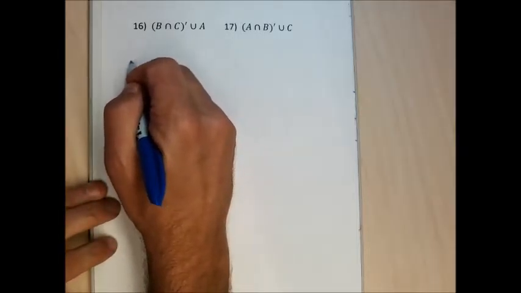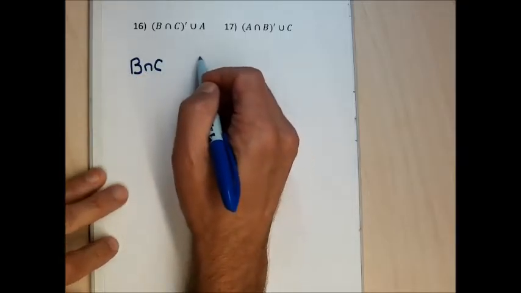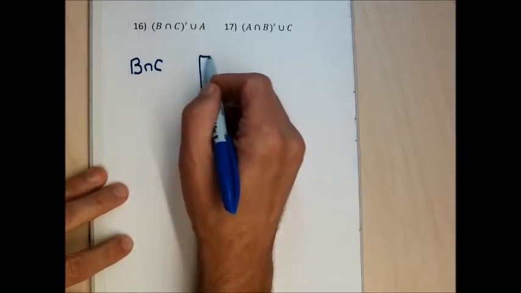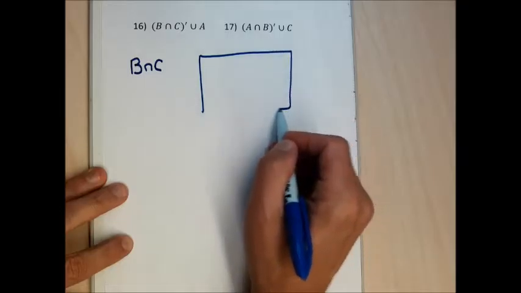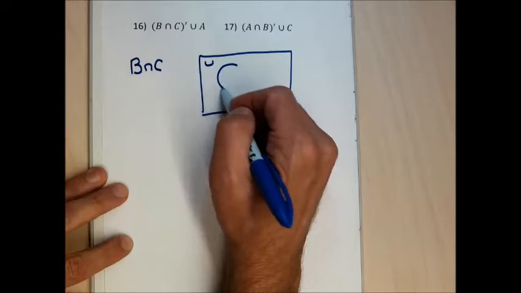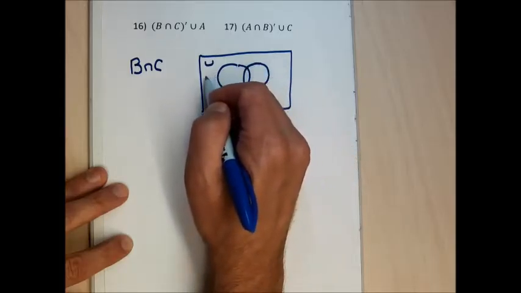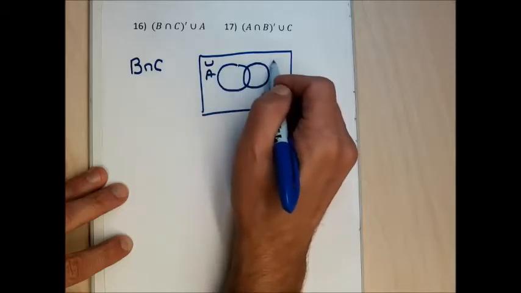The first thing I'm going to do when I do problem 16 is do B intersection C. And quite honestly, I can do that in one graph, and I'm going to start being lazy. Should I? Yeah, I think I'm going to start being lazy because it shouldn't be that hard to figure out an intersection of 2 sets.